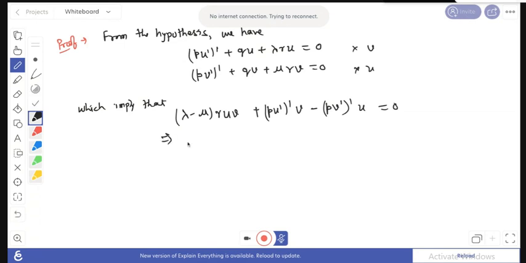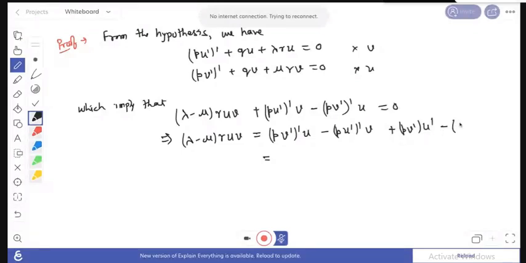So this implies lambda minus mu r u v equals p v double prime u minus p u double prime v. Here, this is the first function and the derivative of that, and here this function and the derivative of that. If we add this derivative, it means p v prime this function and the derivative of that, that is u prime. So we add this and subtract this term.